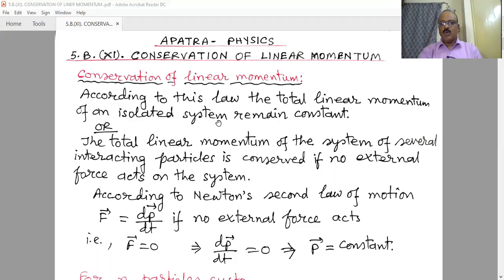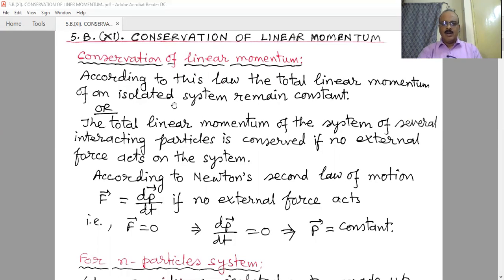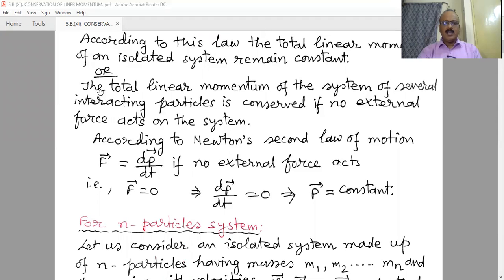According to the law of linear momentum conservation, the total linear momentum of the system remains constant for an isolated system. Alternately, we can say the total linear momentum of a system of several interacting particles is conserved if no external force acts on the system.